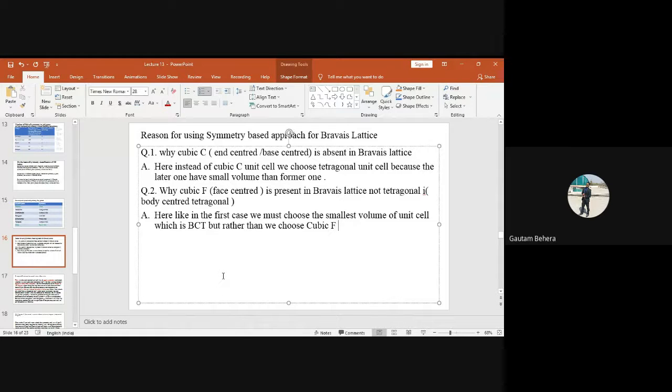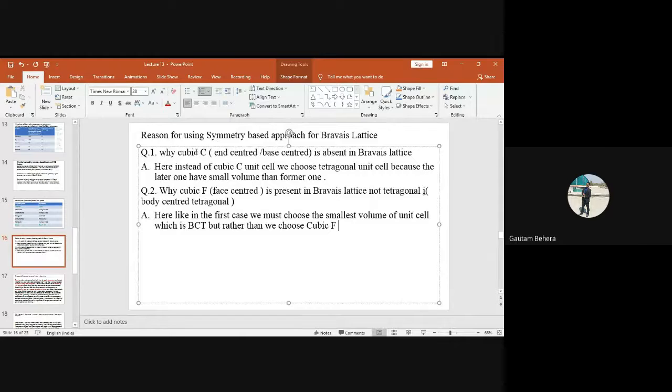These are the short way to represent P for primitive, or you can call it simple. Suppose I am calling it simple cubic unit cell. Simple cubic unit cell is also called primitive unit cell. Only lattice points or the atoms will be at the corner points of the cube. F means face centered. So P means primitive, F means face centered, I means body centered, and C is end centered or base centered.